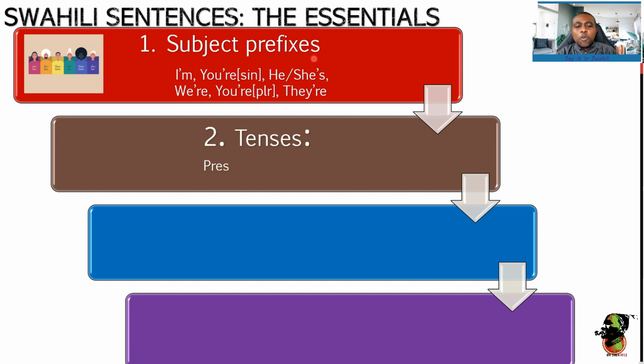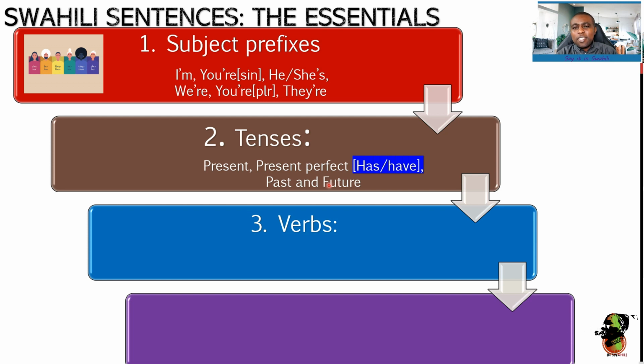Second thing, we need to look at the tenses. Present tense, now. Present perfect, has or have. So in English, when your sentence has a has or a have, we use the present perfect tense. The past and the future, that is the second part that comes in the sentence. And the last part that will go in your basic sentences are the verbs. For example, we're going to have verbs like kula, to eat, kusafiri, to travel.